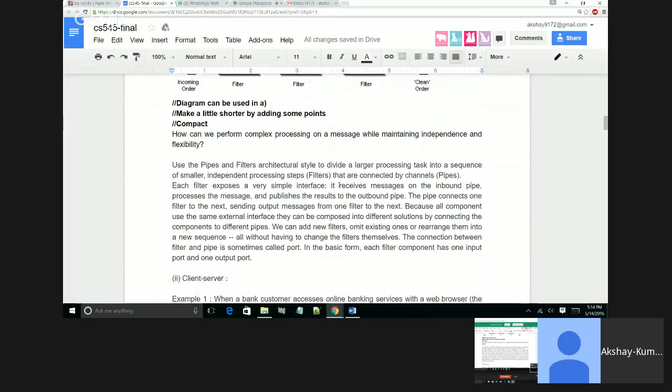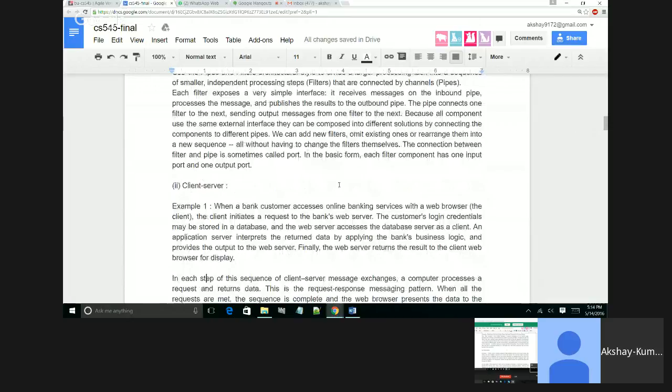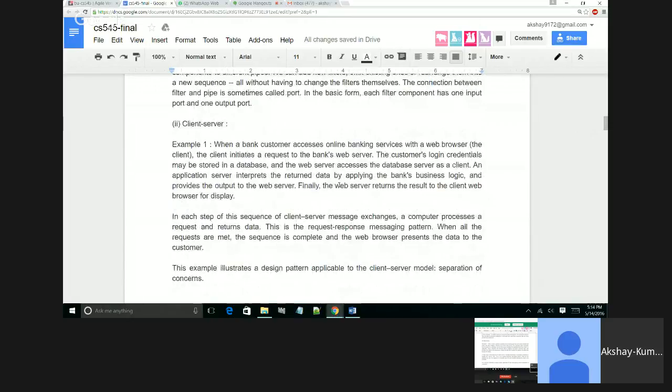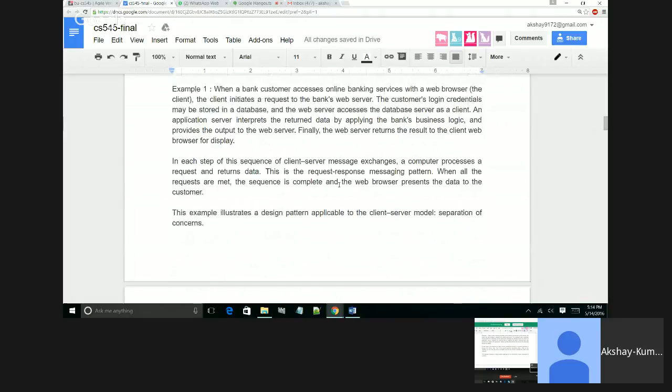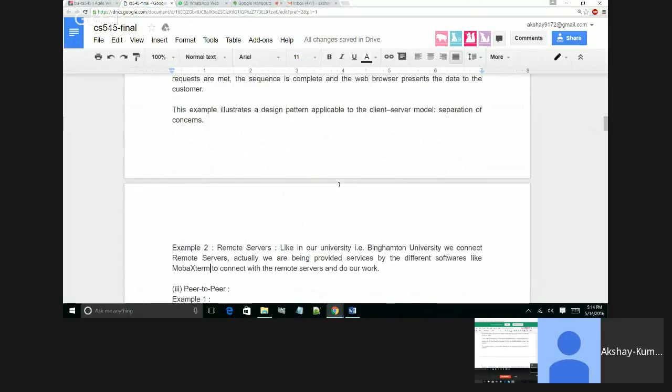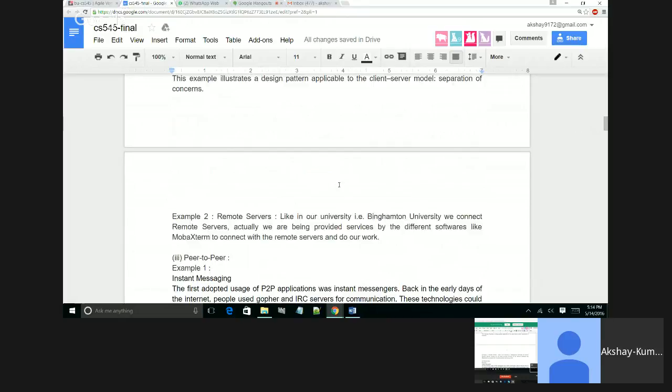Okay, I'll move to the client and server. The first example is that we all use online banking services. I have to give a real world example, so the real world would be that we use online banking and client-server is used, right? So that is my first example. The next example is the remote server. In our university we use remote servers, like MobaXterm, the software. It's a client-server thing. It gives us a service of connecting to the remote servers, right? So that is my second example.